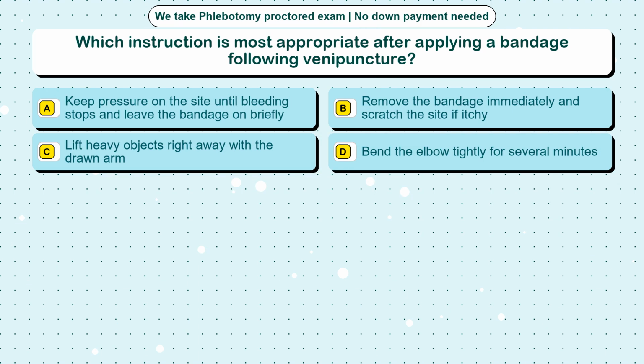Question 3. Which instruction is most appropriate after applying a bandage following venipuncture? Option A. Keep pressure on the site until bleeding stops and leave the bandage on briefly. Option B. Remove the bandage immediately and scratch the site if itchy. Option C. Lift heavy objects right away with the drawn arm. Option D. Bend the elbow tightly for several minutes.